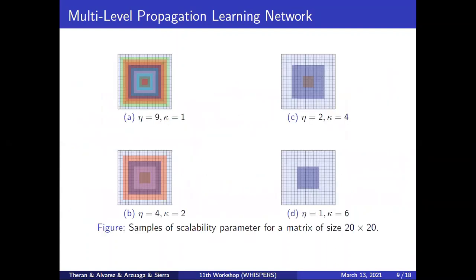This figure provides an example of a sequence of images. Figure A shows the set of images generated using the parameters scalability number equal to 9 and padding factor equal to 1. In the same way, images B, C, and D provide samples of sequences of images for different values of the padding factor and the scalability number.